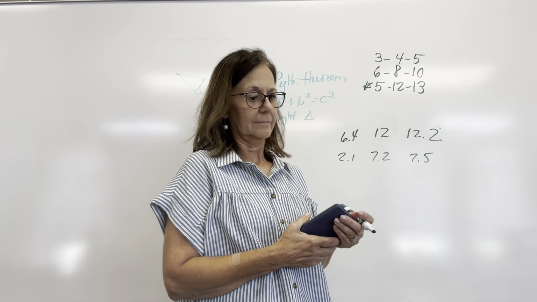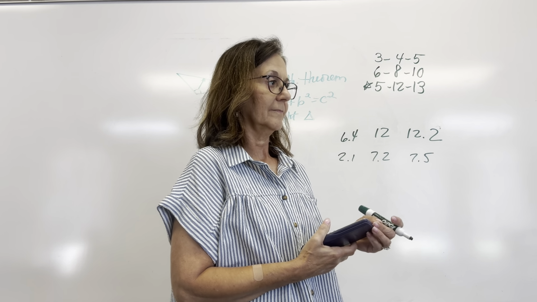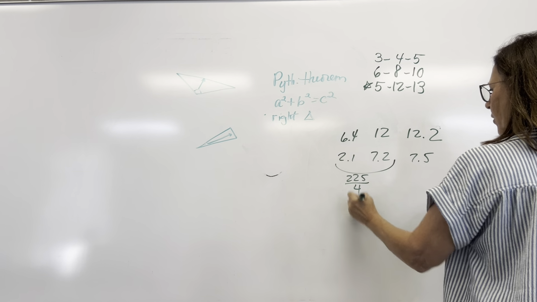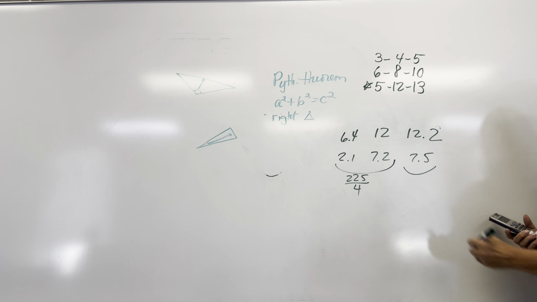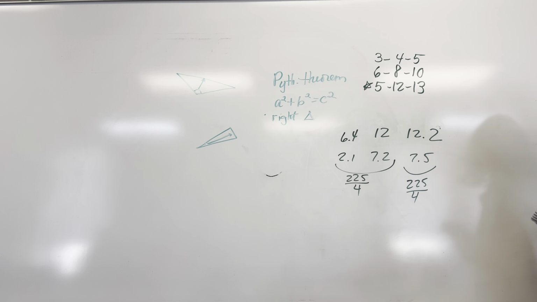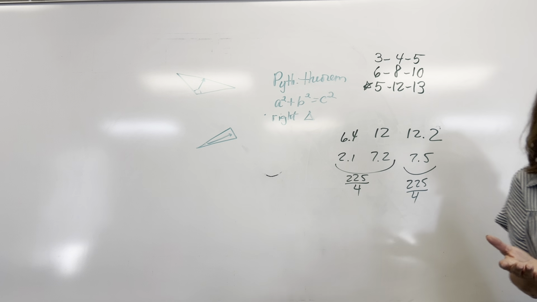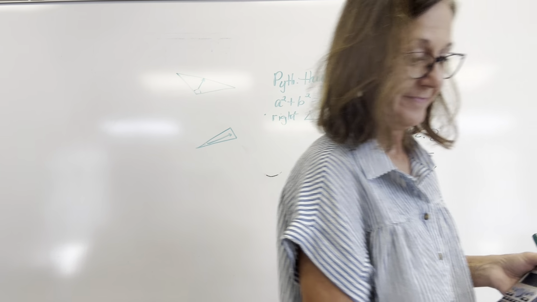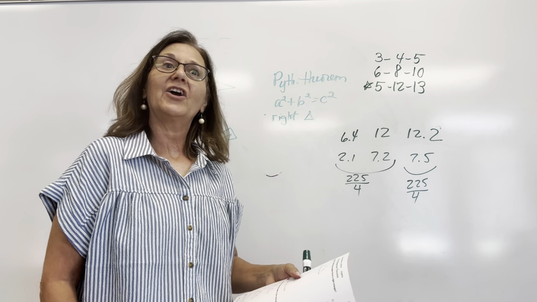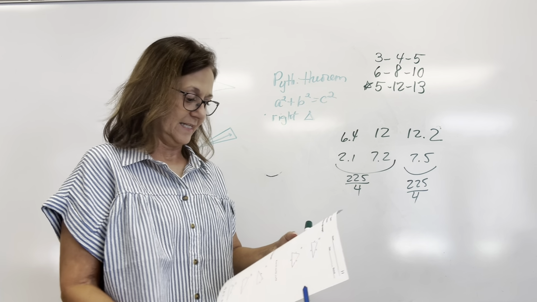It says 225 over 4. Yes. So I guess it is right. So it is a right triangle. It in fact is. So if they equal, it's a right triangle. Correct. And if they don't, it's not.